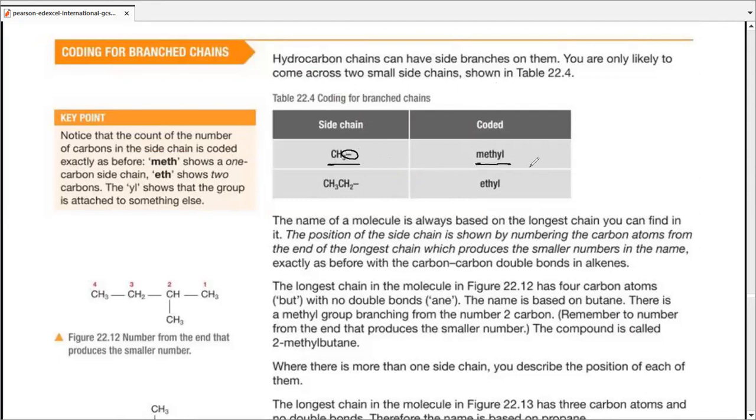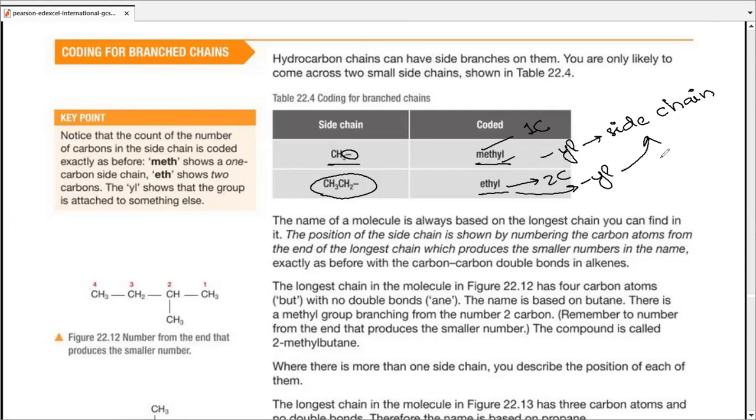This is methyl. Meth represents one carbon atom. Yl is the suffix for a side chain. Remember, all side chains have the suffix yl connected to them. This is ethyl. Eth represents two carbon atoms. And again, yl represents a side chain. Get the point? But when you're going to name a molecule like this, let's try naming this molecule.